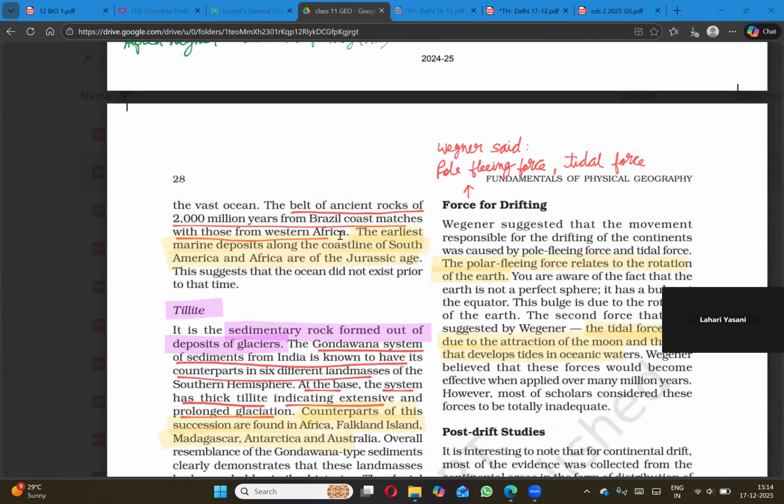As the continental drift theory says, around 200 million years ago, Pangea began to split. So we can assume that around 200 million years ago, it was a single land before it began to split. The earliest marine deposits along the coastline of South America and Africa are of the Jurassic age. So the marine deposits along the coast of South America and Africa are of the Jurassic age. This suggests that the ocean did not exist prior to that time.